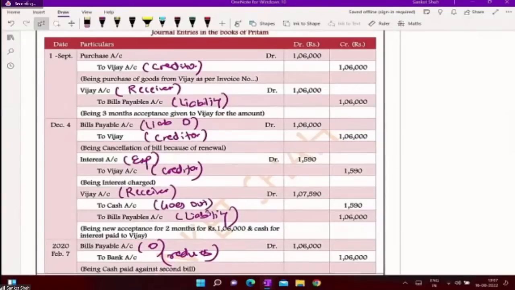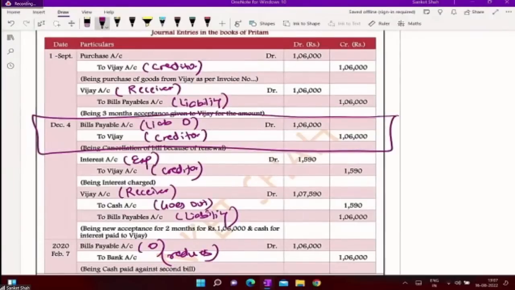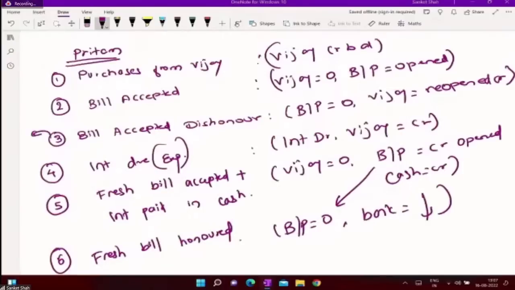So whenever there is a renewal of bill, this hidden entry is there. First, cancel your first bill. Hidden entry. Cancel your first bill. Dishonor. So this is the dishonor entry.